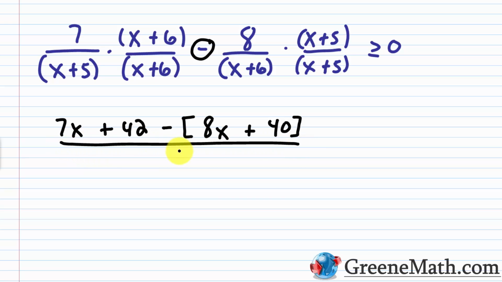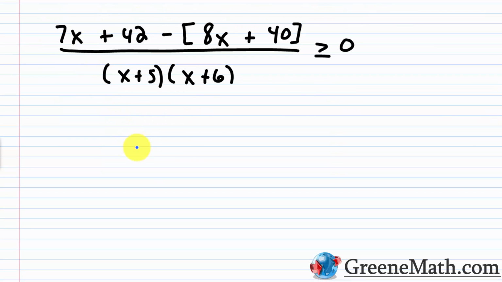We've got our common denominator, which is x plus 5, times x plus 6. Again, this is greater than or equal to 0. All right, let's get some room going. In the numerator, let's distribute this negative to each term. I'm just going to write it as a negative 8x and then a minus 40, okay? When you remove the brackets like that and you have a negative out in front of it, you've got to change the sign of each term inside.